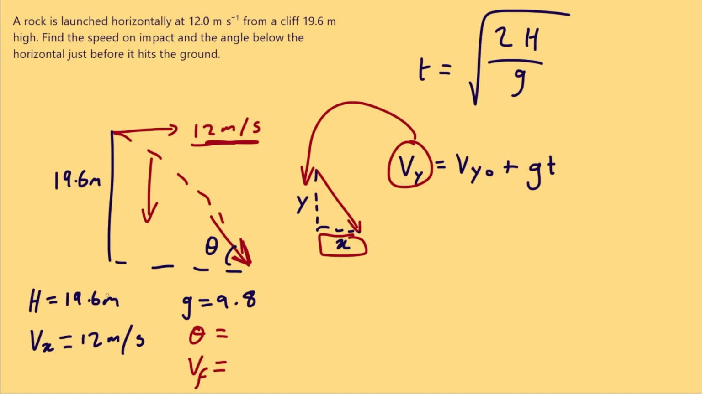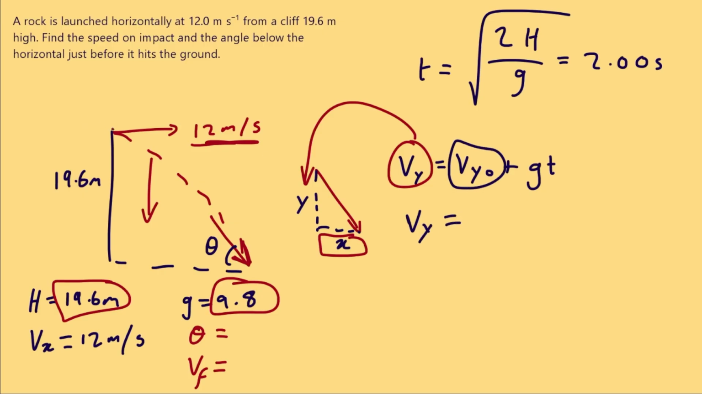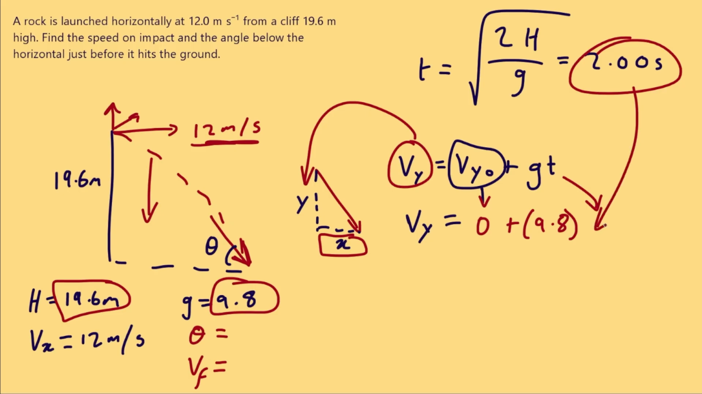If we plug in our height value and our gravity number, we get 2 seconds because it's the same height as the previous problem. Let's plug in our values. So the final vertical speed is the initial vertical speed, which there is none, so that's 0, plus gravity, 9.8, times time, which we just found here as 2 seconds. This means that your final vertical speed on impact is 19.6 meters per second.